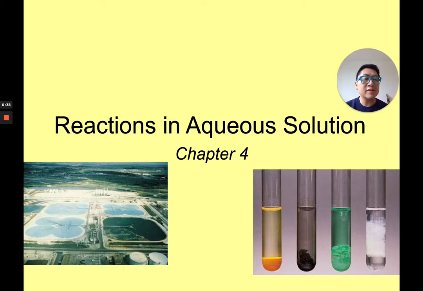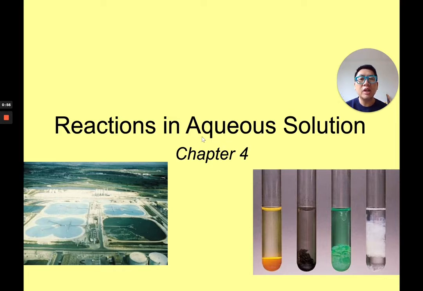Of course, not everything dissolves in water. If you just had some random rock, like a piece of limestone or marble, and you put it in water, you could stir all you want. That thing is not going to dissolve. So in this chapter, we're assuming it's aqueous, meaning it's dissolved in water.